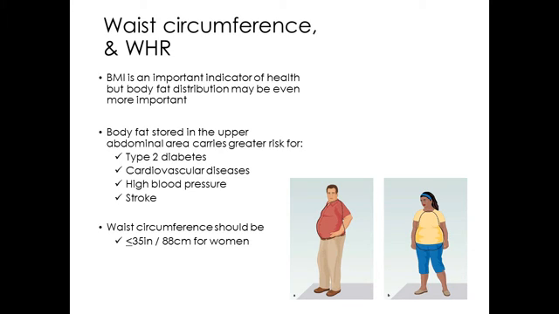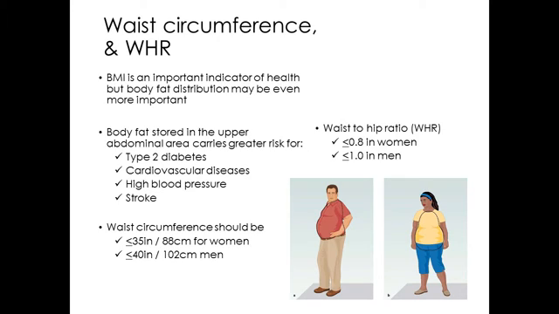Okay, so what should it be? The waist circumference should be less than 88 centimeters for women and less than 102 centimeters for men. And if you remember back to the first workshop, the waist circumference should be taken at the smallest point between the ribs and the top of your hip bone. Now, the waist to hip ratios should be less than 1 for men and less than 0.8 for women. So if your measurements are in those ranges, it just means that you have a very low risk of developing those chronic conditions.